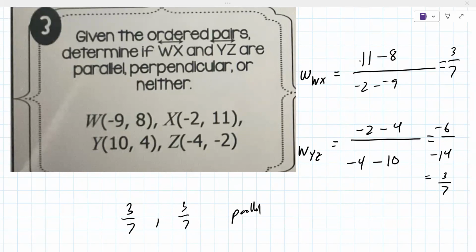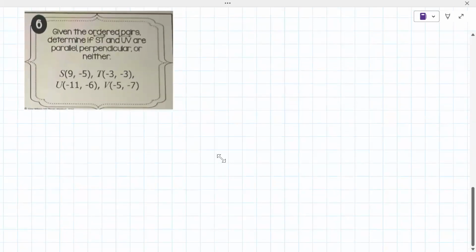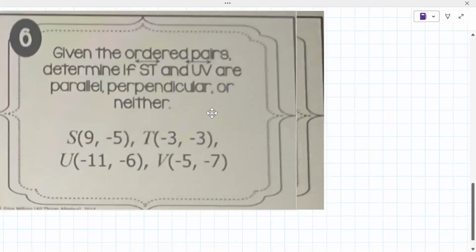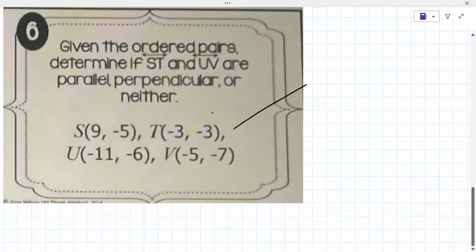Let's do a couple more. Let's do 6 and 8 on the next page, and if we have time, we can come back to these other ones. Same thing here. I'll have you do U to V this time. Why don't you do the bottom one?